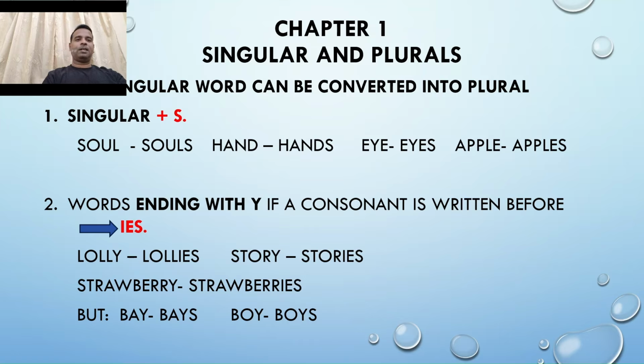Friends, similarly, the next point is words ending with a y. If a consonant is written before it, then we add ies, like story becomes stories, lolly becomes lollies, and strawberry becomes strawberries. But in case of words such as bay, it will be bays, only s will be added, and boy will become boys, because y से पहले एक vowel आ रहा है, इसलिए इसमें ies ऐड नहीं हो रहा है. Please remember this.